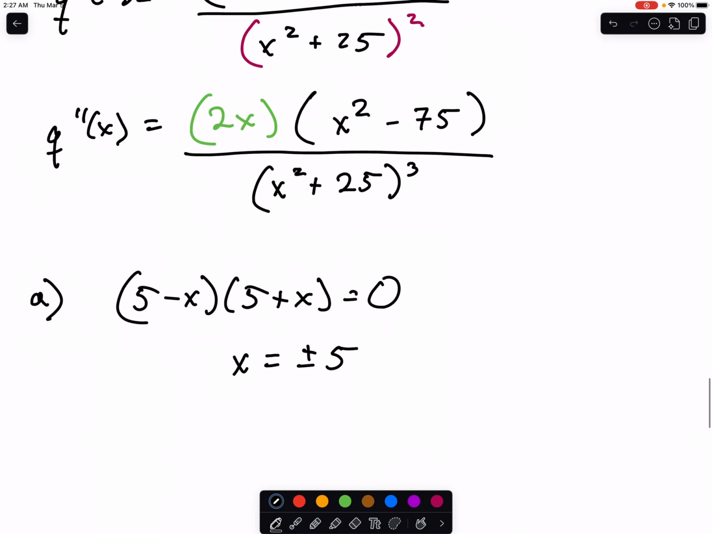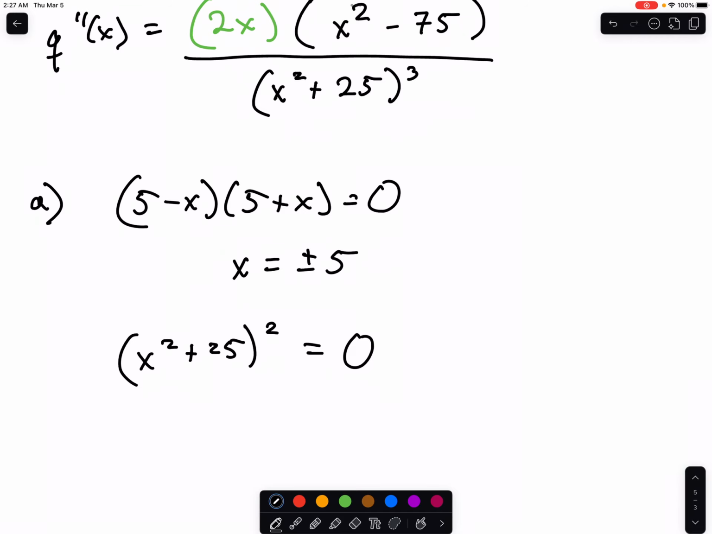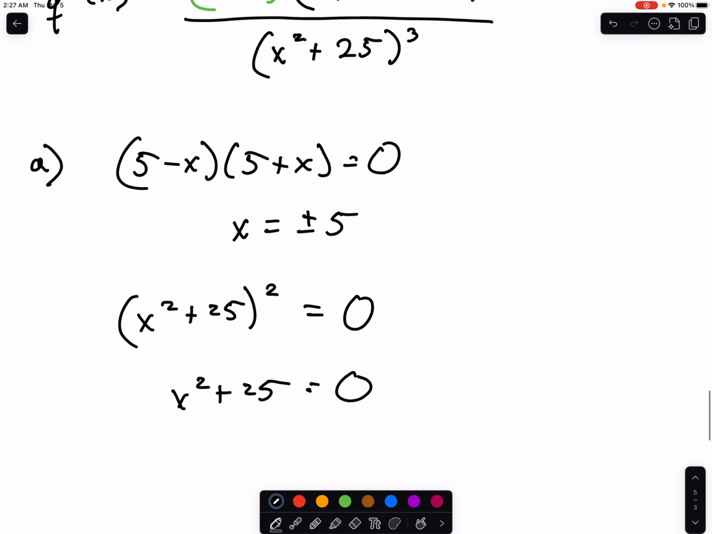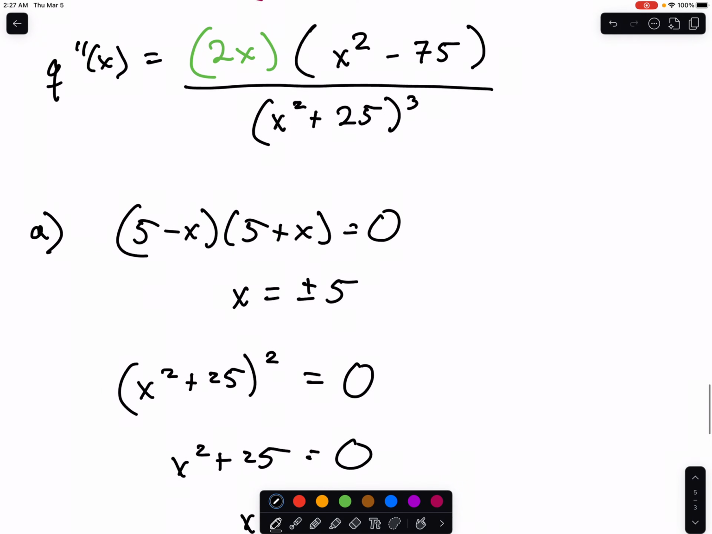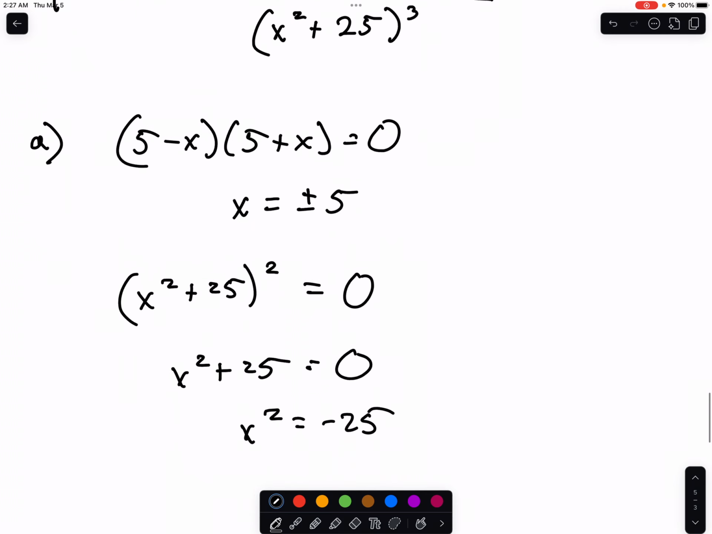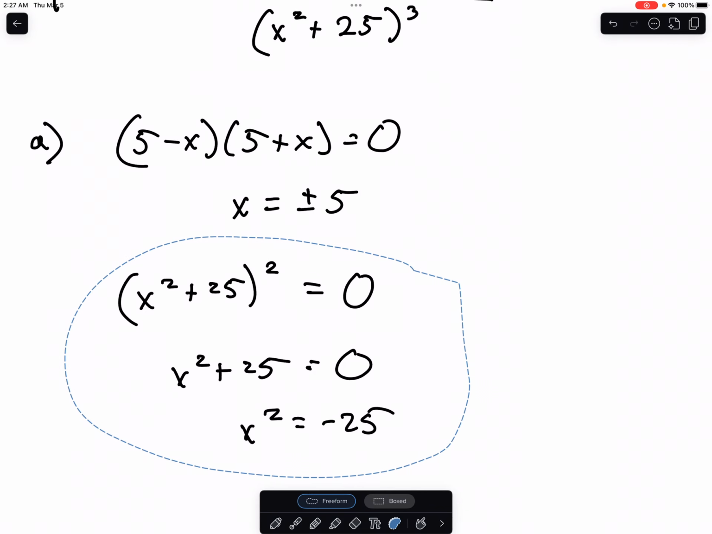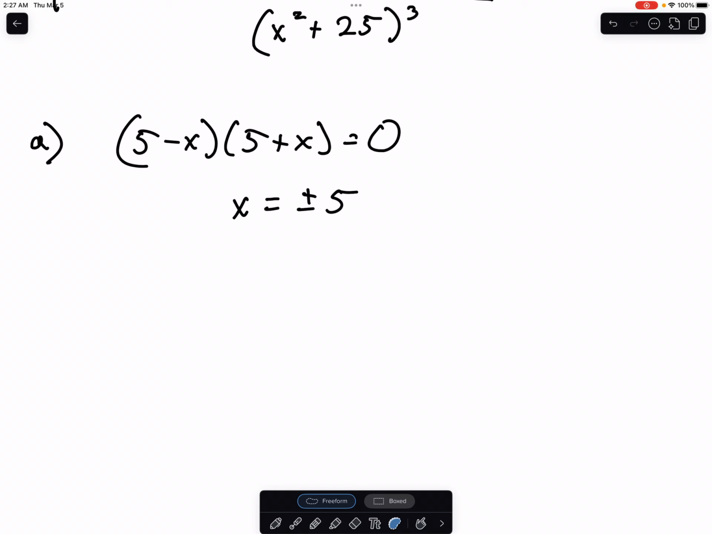If we set the denominator to 0 and solve, x² plus 25 to the power of 2, if we set it to 0, we can take the square root on both sides. We'll get x² plus 25 equals 0. Subtract, we get x² equals a -25. So there's no real number that, when we square it, is going to give us a negative result. So there's no value of x that's going to make the denominator 0. So I'm just going to get rid of that, I just wanted to include that a little bit, but we don't need it. So the only critical values we get from the first derivative are plus or minus 5.